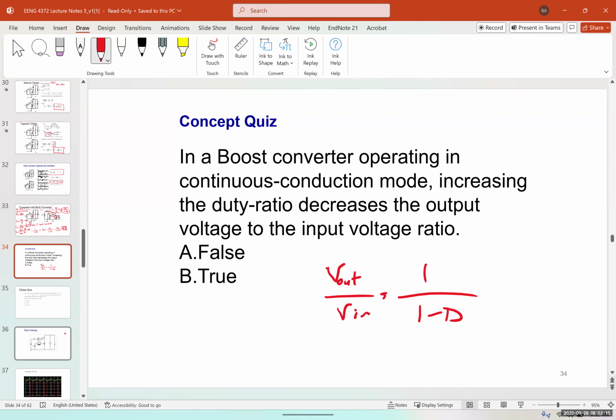Is it true or false? Yes. So if you increase this, what happens to the denominator? It decreases. The denominator decreases. And when the denominator decreases, what happens to the... Yes, it increases. It says here it decreases, but it's not. It actually increases. Okay. Thank you.